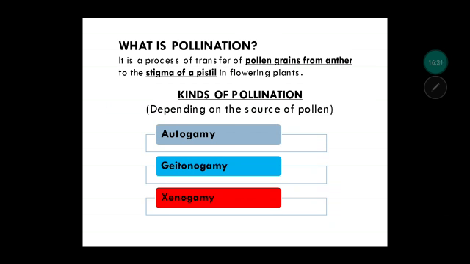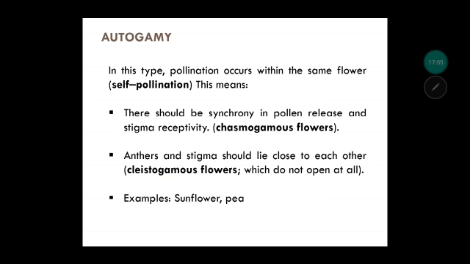Now let us come to the concept of pollination, the end part of today's lecture. Pollination is a process in which pollen grains from the anther are transferred to the stigma of a pistil in a flowering plant. So basically it is the gamete transfer. The male gamete from the stamen is being transferred to the stigma. Depending on the source of pollen, there are 3 different kinds of pollination: autogamy, geitonogamy and xenogamy.